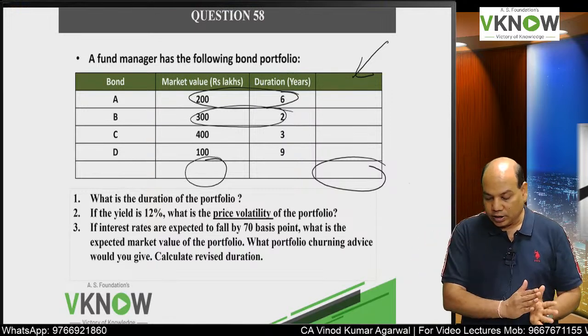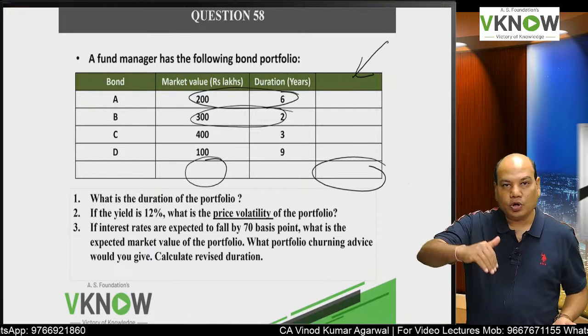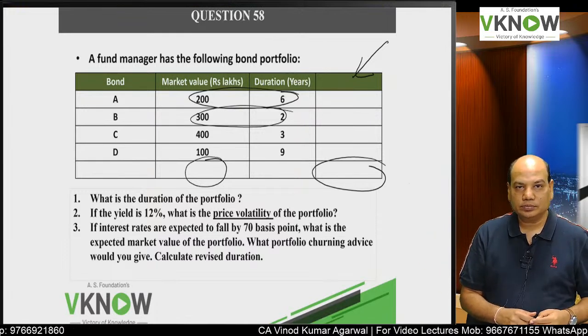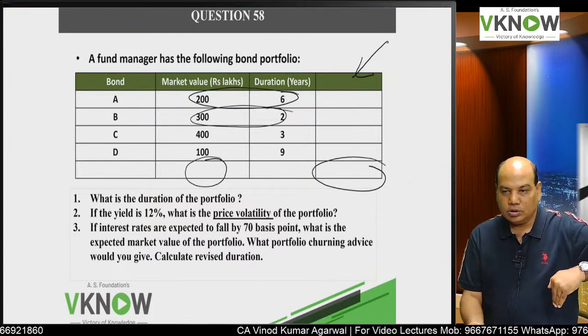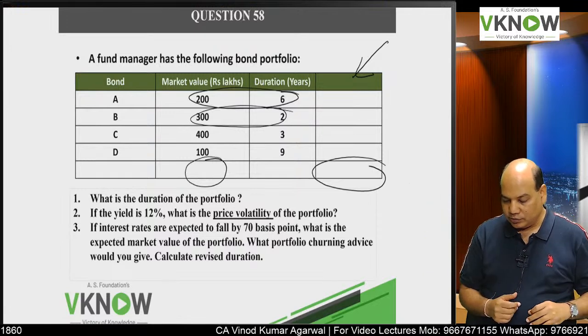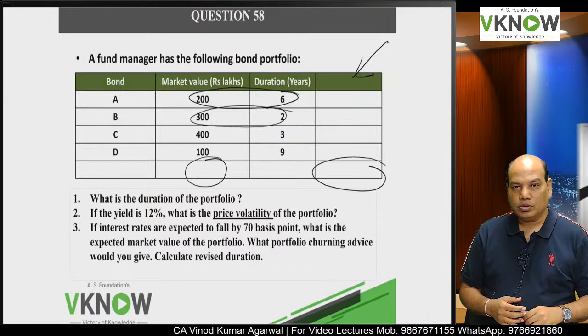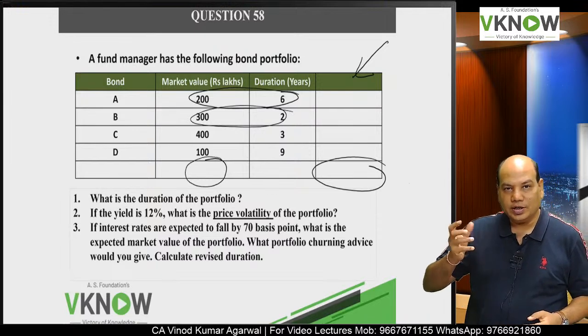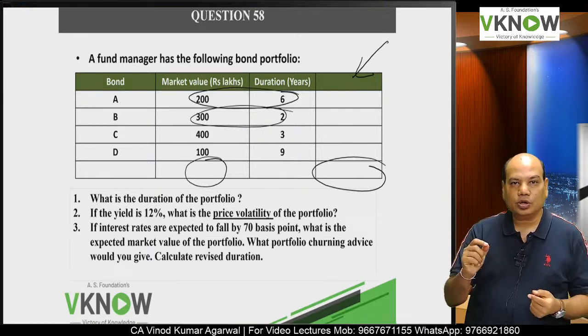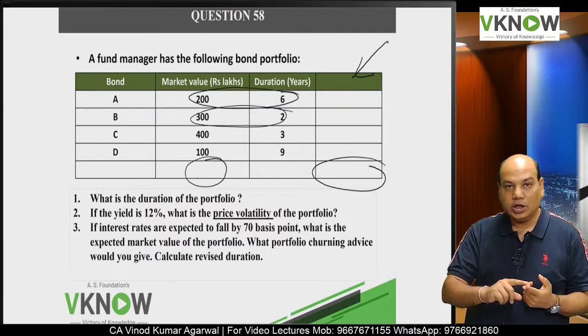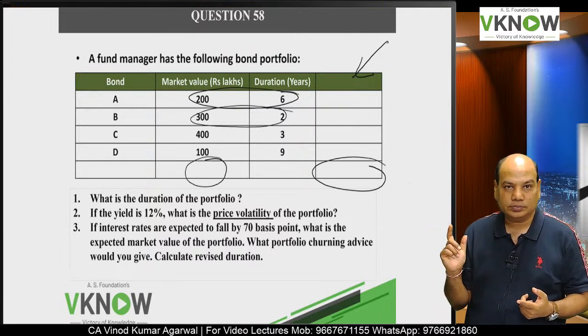And if the interest rates are expected to fall by 70 basis points, if interest rates fall, bond prices will rise. What is the expected market value of the portfolio? So portfolio value will increase to the extent of 0.7 into modified duration.